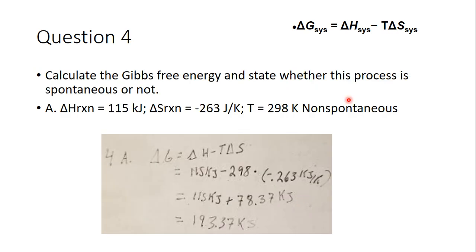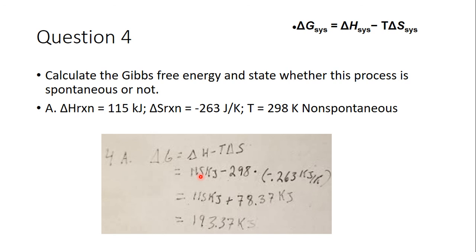Our last problem for today is actually calculating delta G. So delta G equals delta H minus T delta S. If delta H is 115 kilojoules and delta S is negative 263 joules per Kelvin, T is at 298, calculate delta G and tell me if it's spontaneous or not.